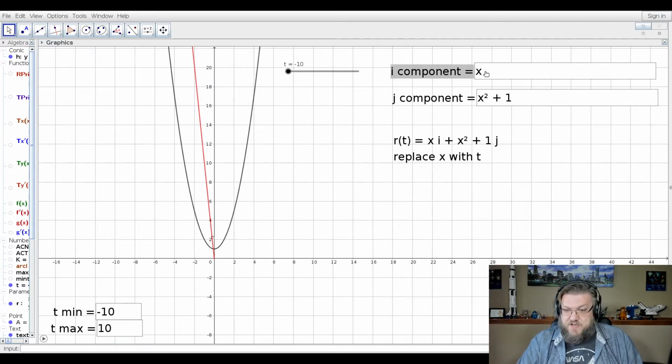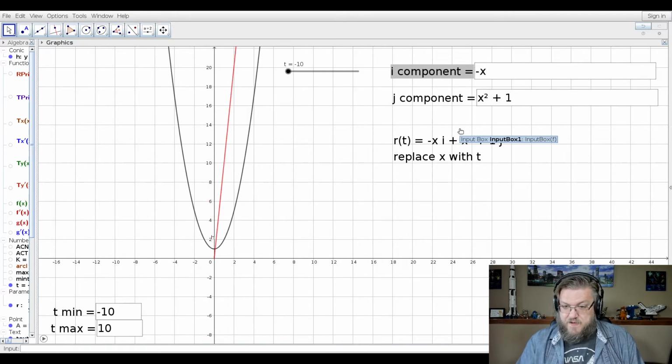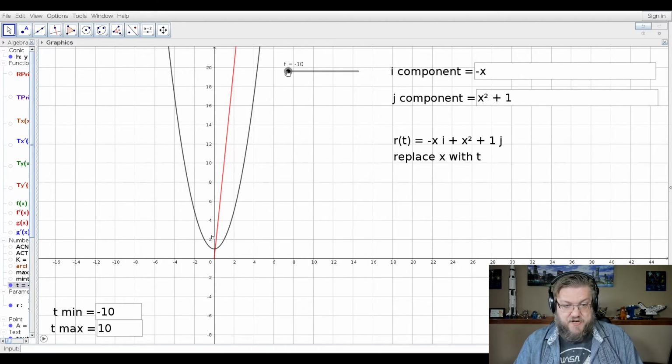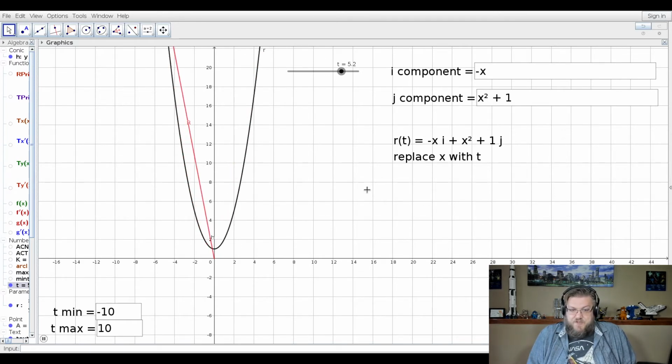Now let's change the components. This was our second representation. This was negative t and x squared plus 1. Watch carefully how this is drawn out. Look at that. It's drawn from right to left. See that? The parabola is drawn from right to left instead of from left to right. I suppose that makes sense, right? Because t has changed its orientation from t to negative t.